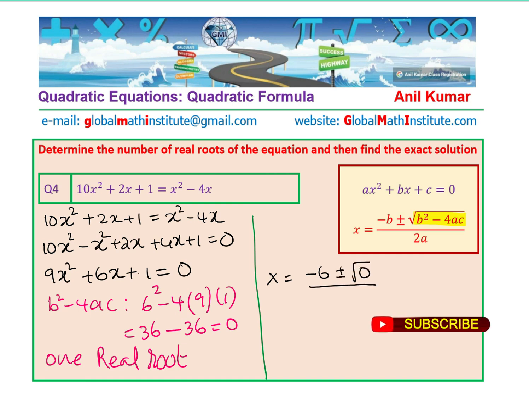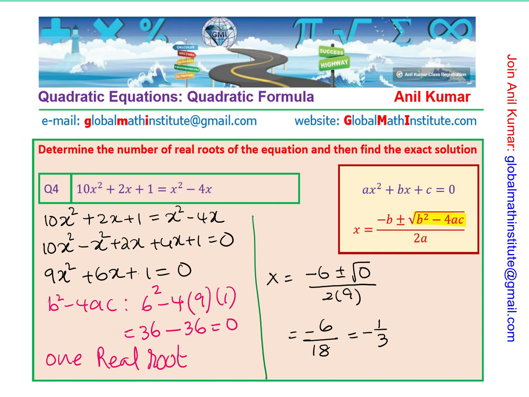divided by 2 times 9, which is 18. So we can write this as minus 6 over 18. Makes sense, right? So only one root: negative 6 over 18 or negative 1 over 3. So there is only one root in this particular case, and that is minus 1 over 3. So that is how we are going to solve this particular question.